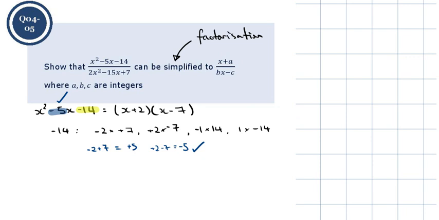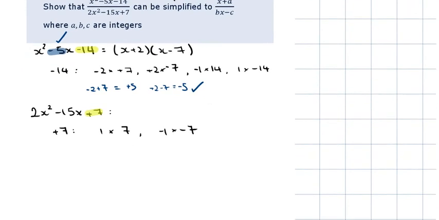Okay, then the next thing that we need to look at is 2x squared minus 15x plus 7. How do we factorize that? Well, again, we're going to use the same method, which is to look at the last term, the number term. We know that it's plus 7. So what are our options? Well, you've got 1 times 7, or you've got minus 1 times minus 7. That's it.